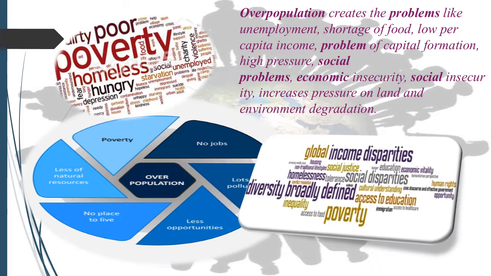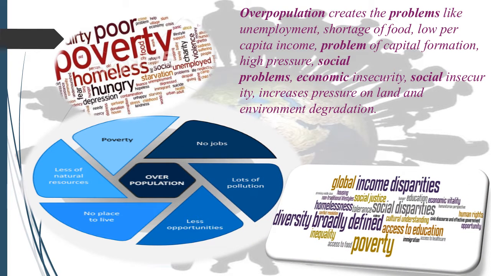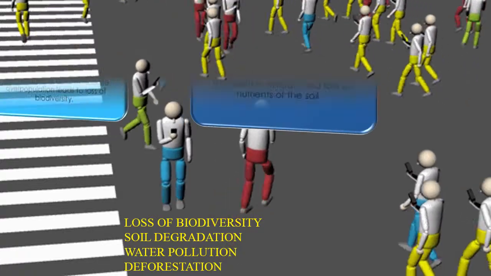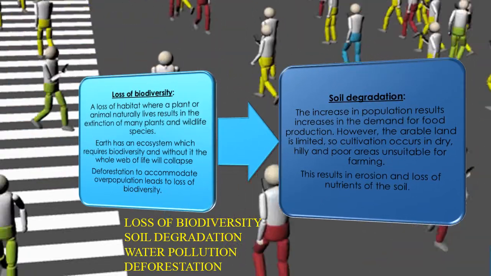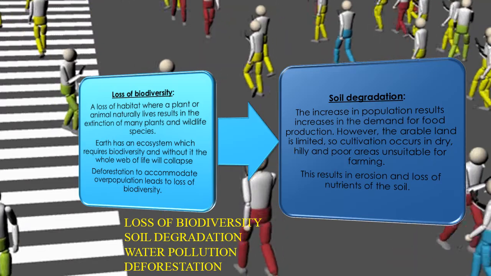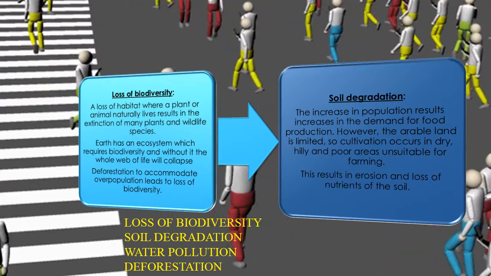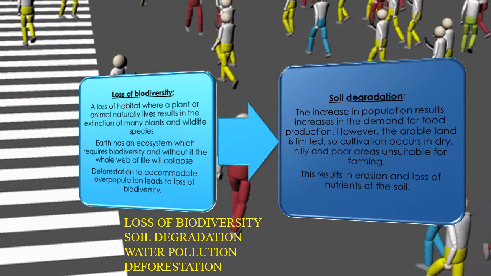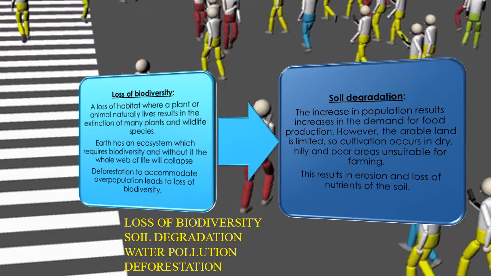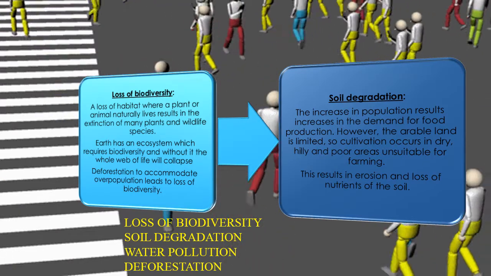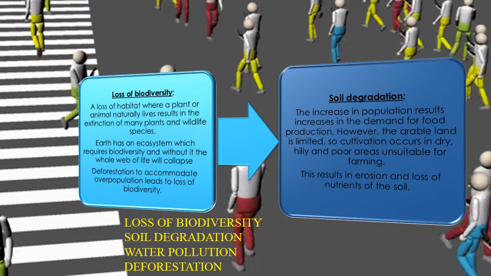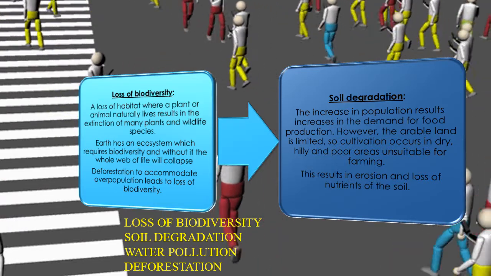The most crucial environmental problems that occur from human overpopulation growth are loss of diversity, soil degradation, water pollution or water supply, as well as deforestation. So now I'll move ahead and discuss the loss of diversity in detail. Biodiversity improves ecosystem productivity, where each species has an important role to play. Its loss will cause a threat to human health and the spread of disease. Deforestation to accommodate overpopulation leads to loss of biodiversity.